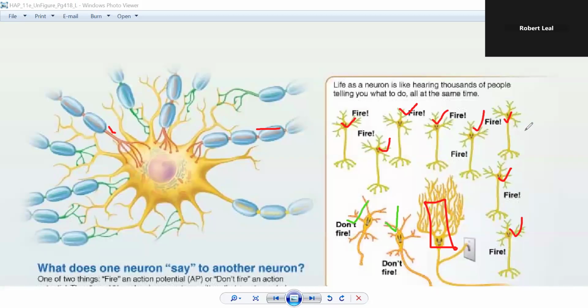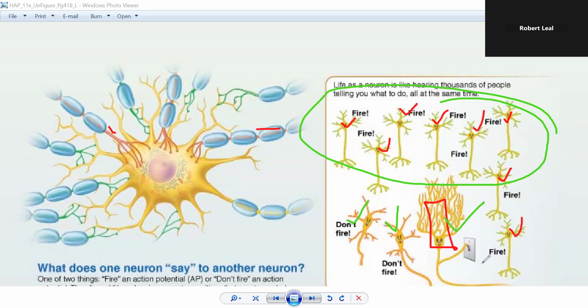Typically, the ones that win out are the majority. It's like a vote; the majority have their say. So if there are more neurons trying to excite, that's probably what's going to happen at the target. It's going to create an action potential.